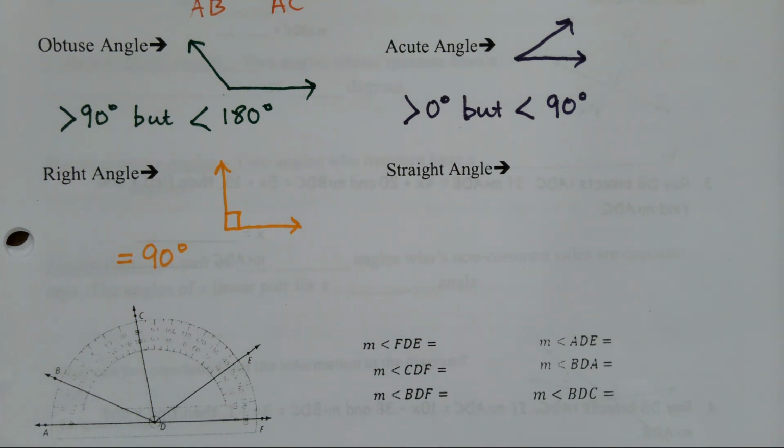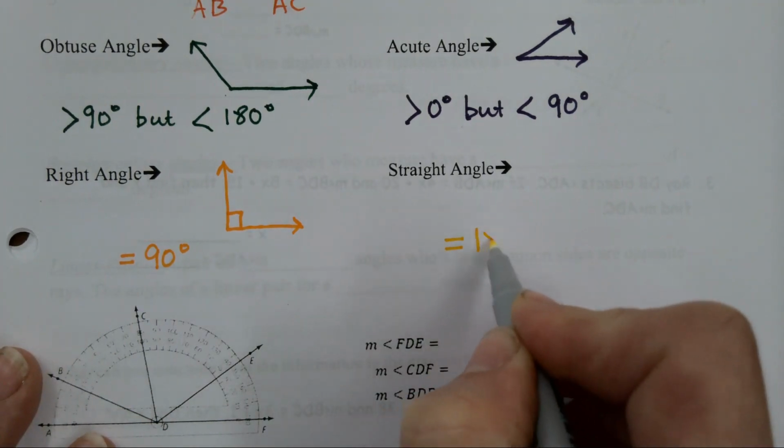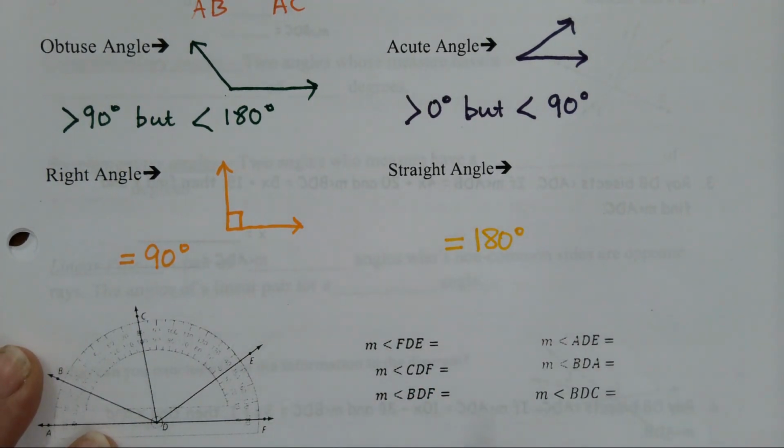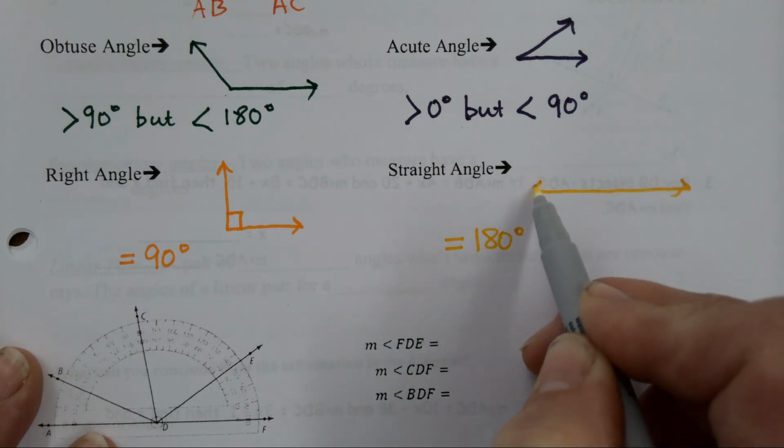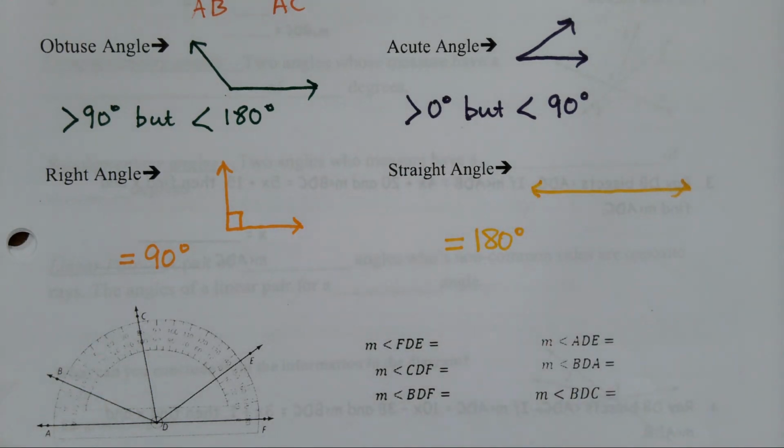The last one is a straight angle. Can anyone take a stab in the dark? What do you think a straight angle is? It equals 180 degrees. And when we draw it, it actually looks like a line. It just looks like a straight, flat line.